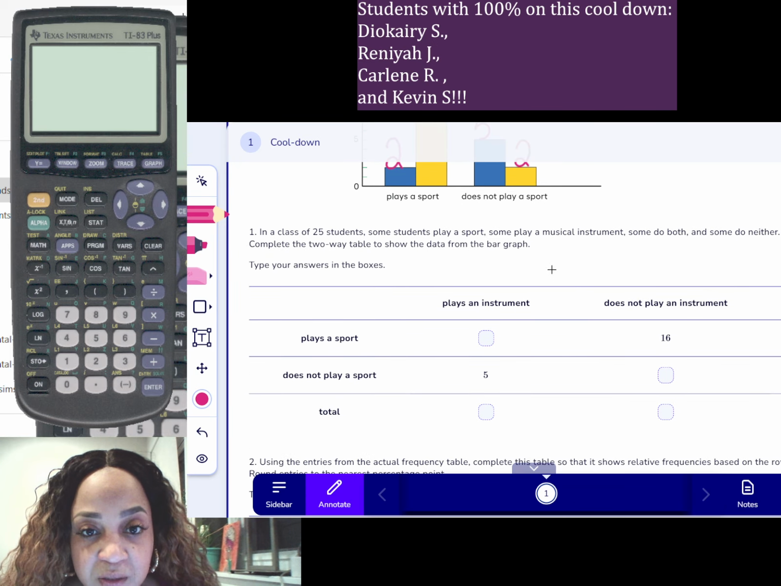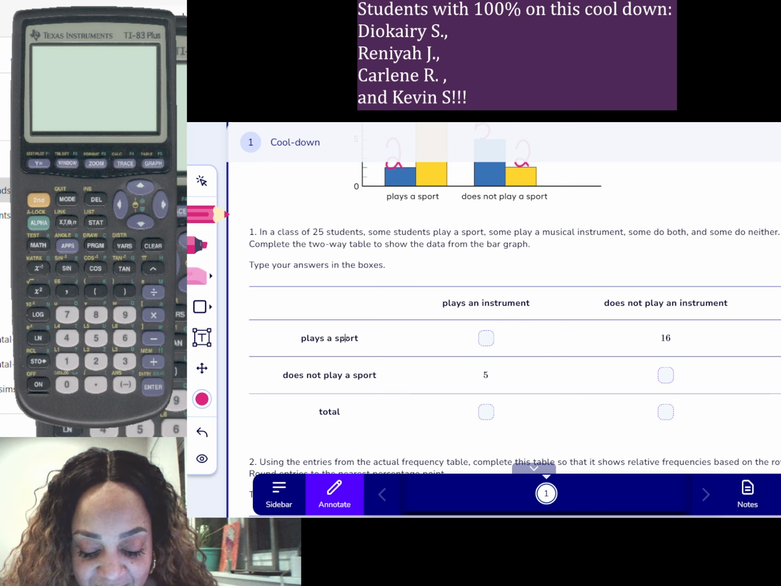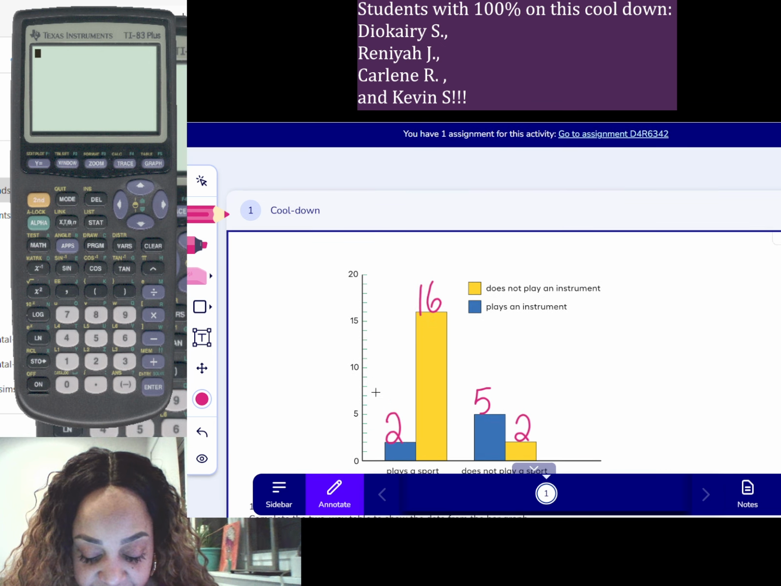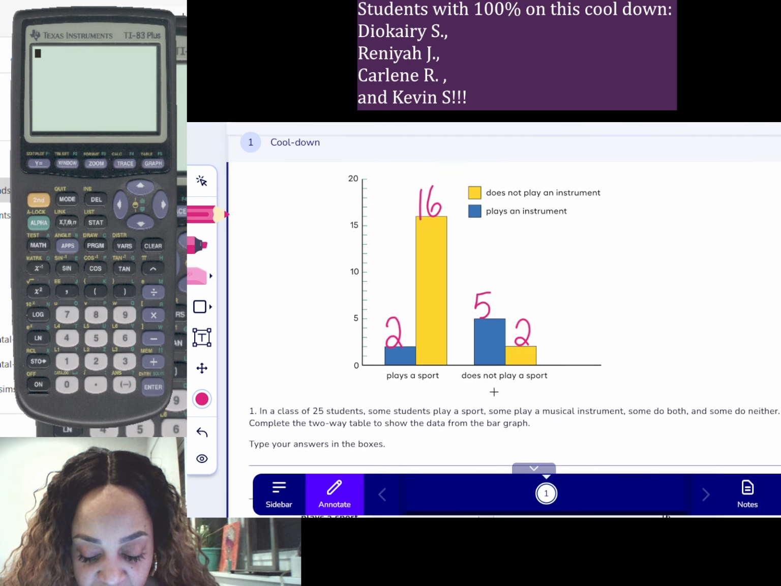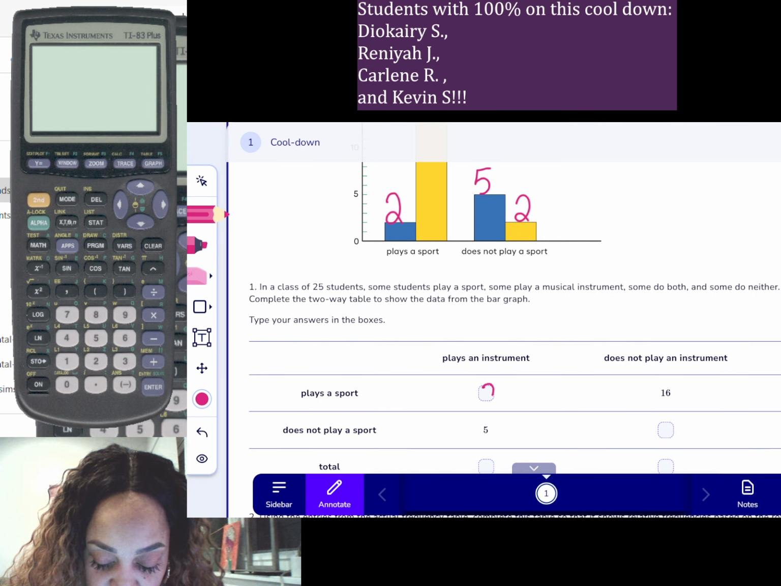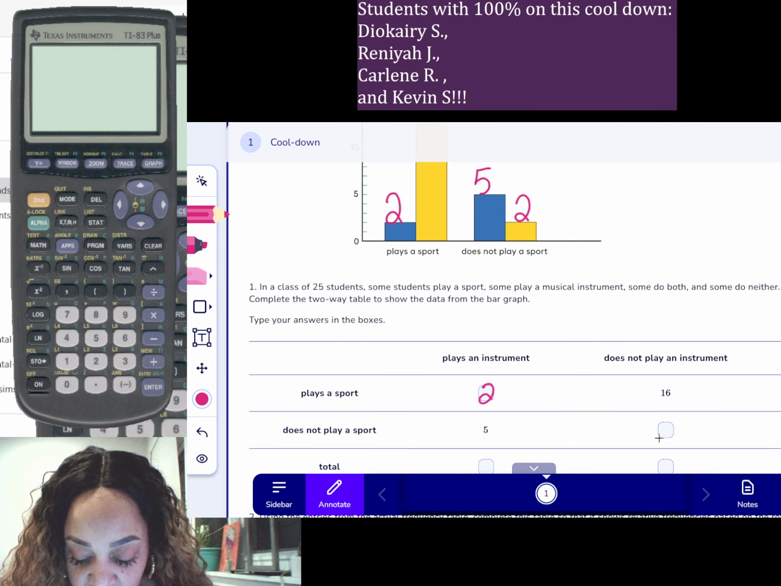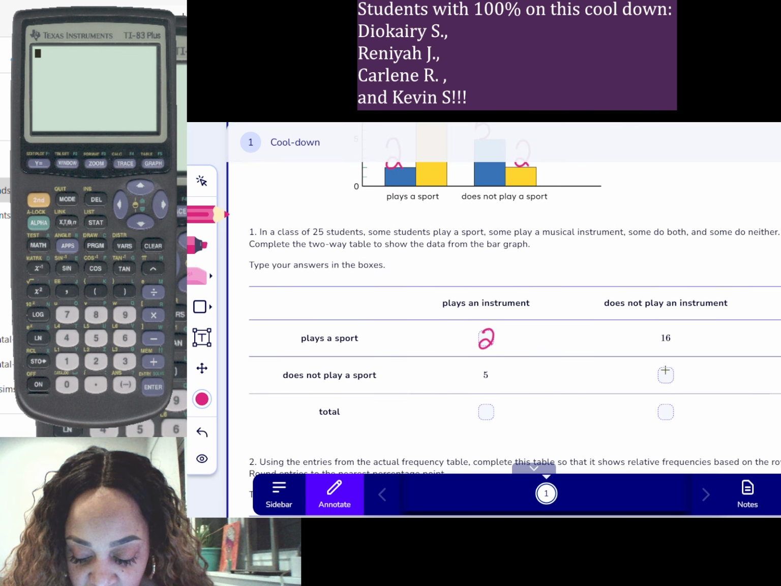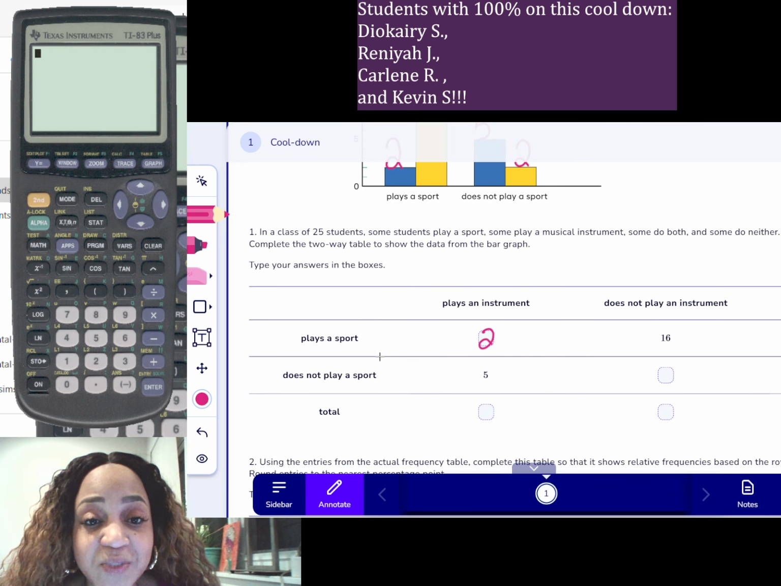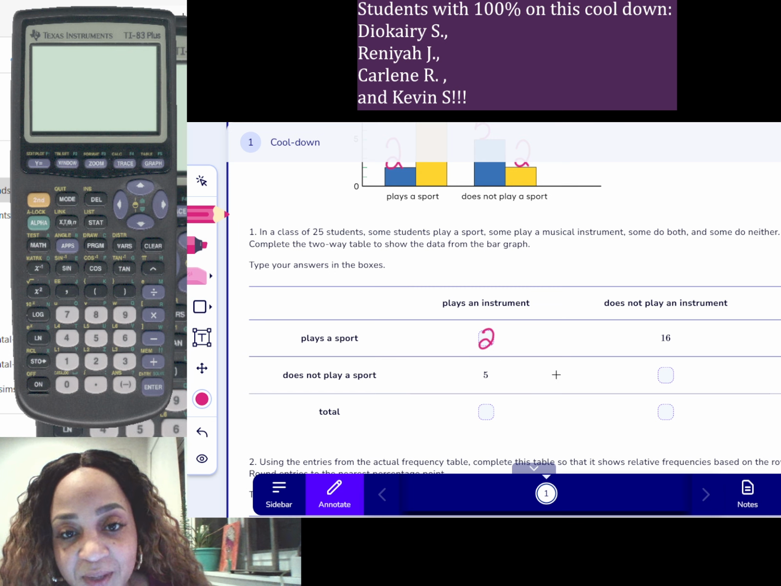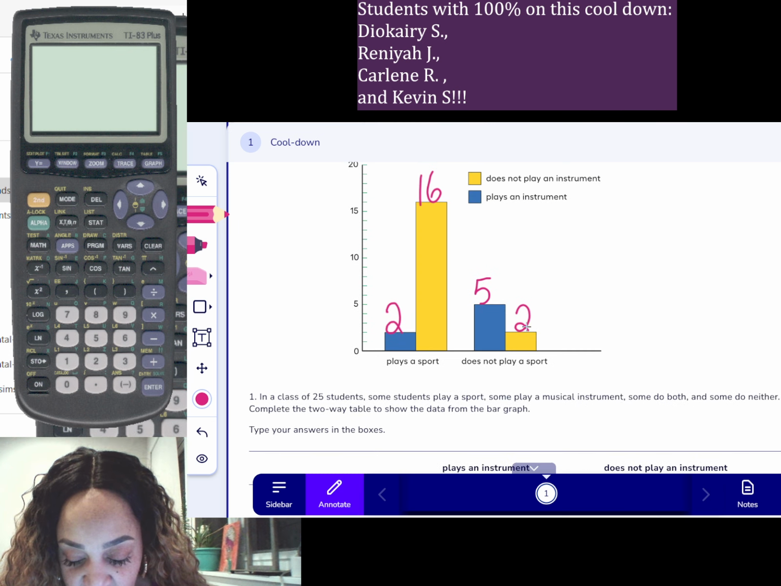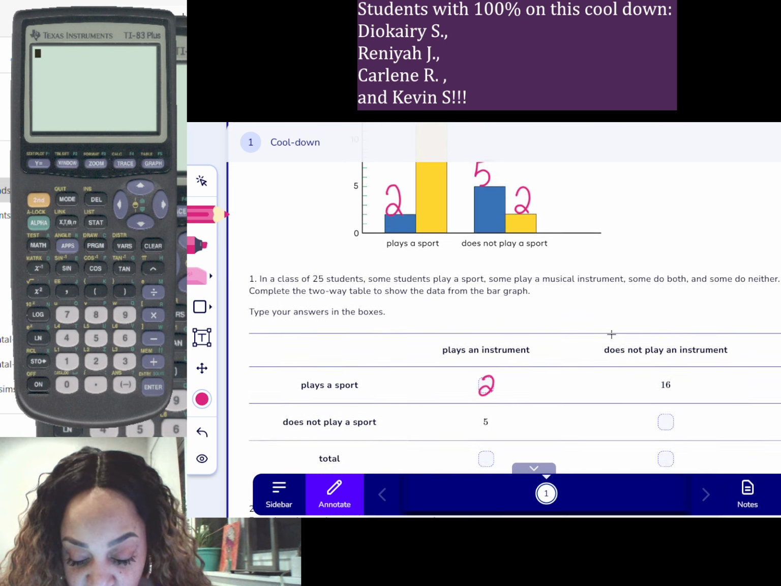Okay, so right below we're given a table, and all we have to do is complete the missing information. So in this box right here, I need play a sport and play an instrument. Go back here. I see that it's this first blue bar. So we're going to input the number 2 there. Okay, the 5 and the 16 are already there. So this last box, representing not playing a sport and not playing an instrument, we saw earlier in the table that that is 2.